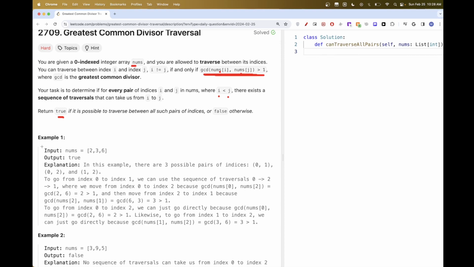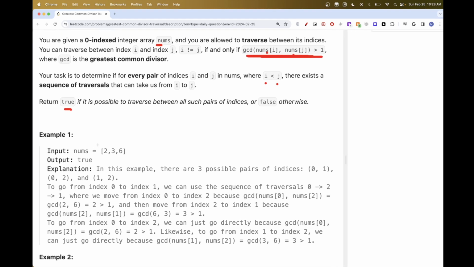So for example, if we take this first example here, 2, 3, 6, the pairs we have are 0 to 1, 0 to 2, and then 1 to 2, right? Those are the only pairs of indices we possibly have. And so we check first between 0 and 1. We can first go from 0 to 2 because the GCD of 2 and 6 is 2, which is bigger than 1, because 2 divides 6 and 2 itself is a prime number, but the two share a divisor, and that's their greatest common divisor, 2.